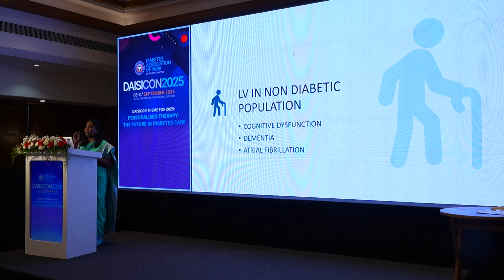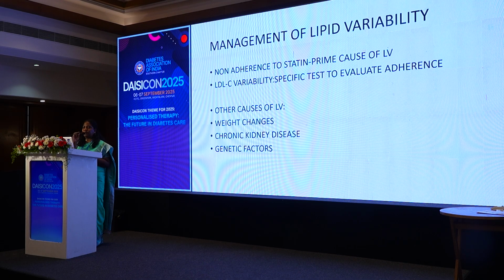So not only in diabetes, lipid variability causes quite a few issues even in the non-diabetic population. It causes cognitive dysfunction, dementia, and even atrial fibrillation. So this is in the non-diabetic patients. How do you manage lipid variability? So the prime cause of lipid variability is non-adherence to statin. In fact, LDL variability has been used as a specific clinical test to see if the patient is adherent to the statin or not. So LDL cholesterol variability is a measure of adherence.